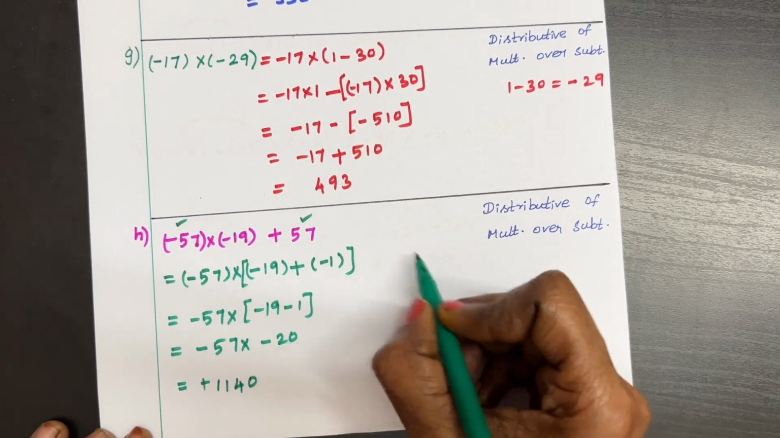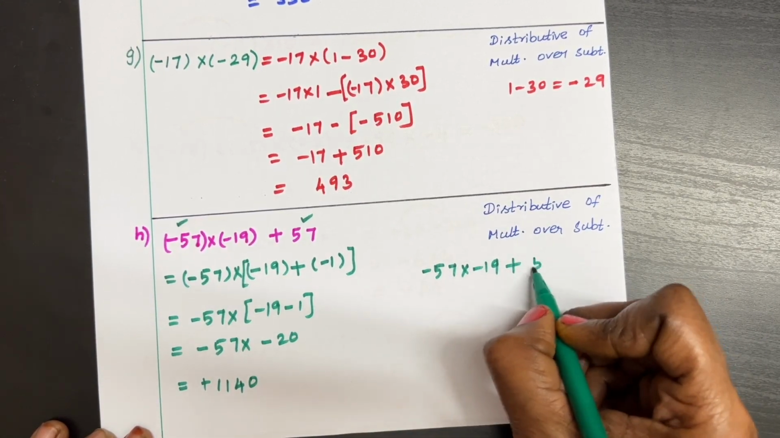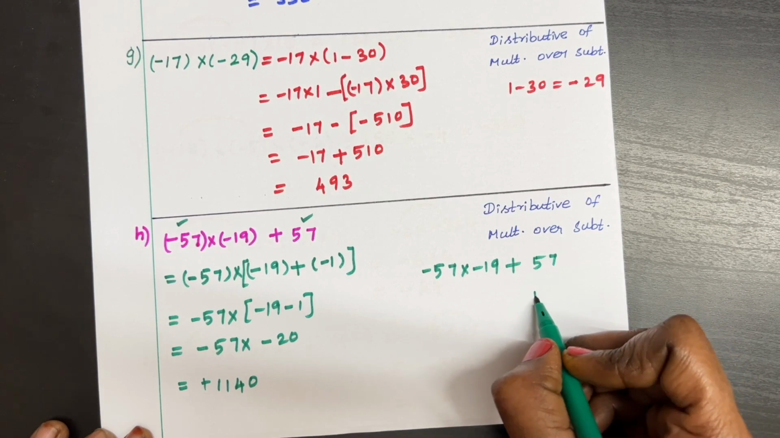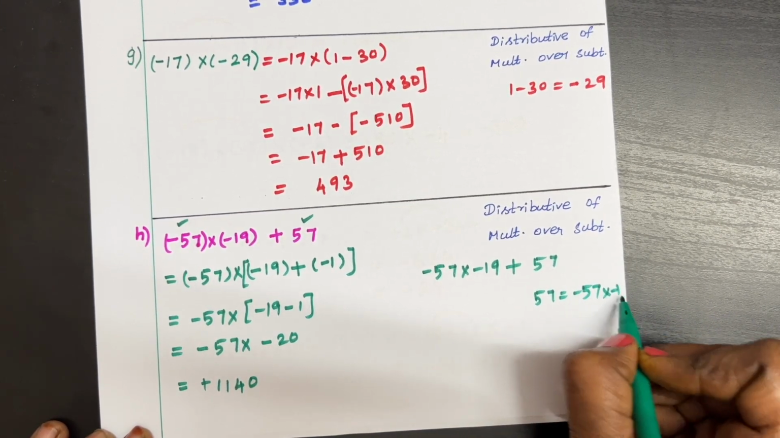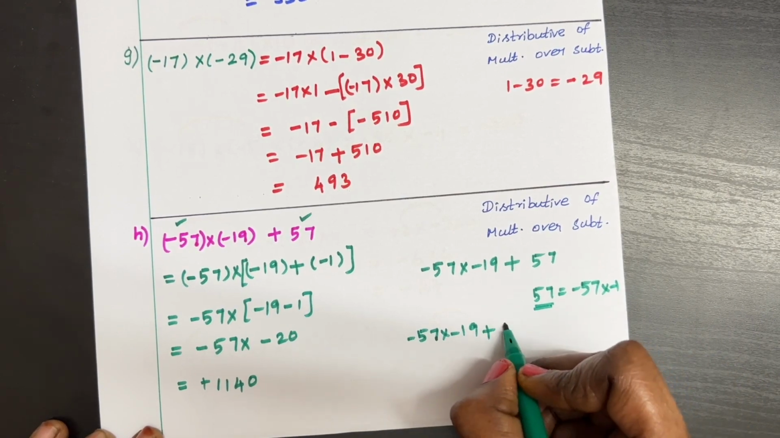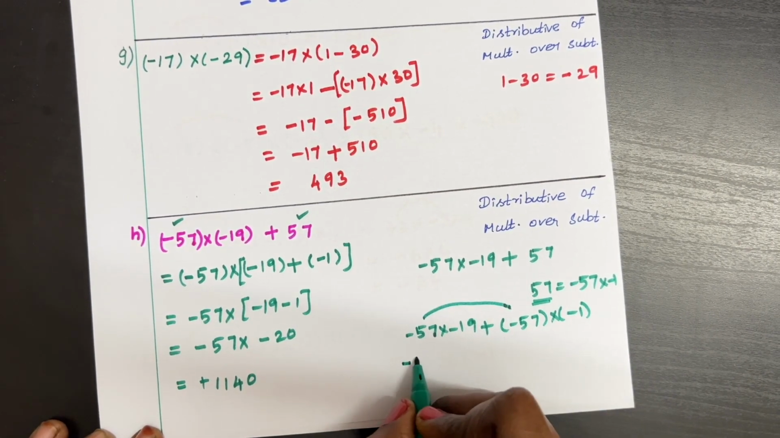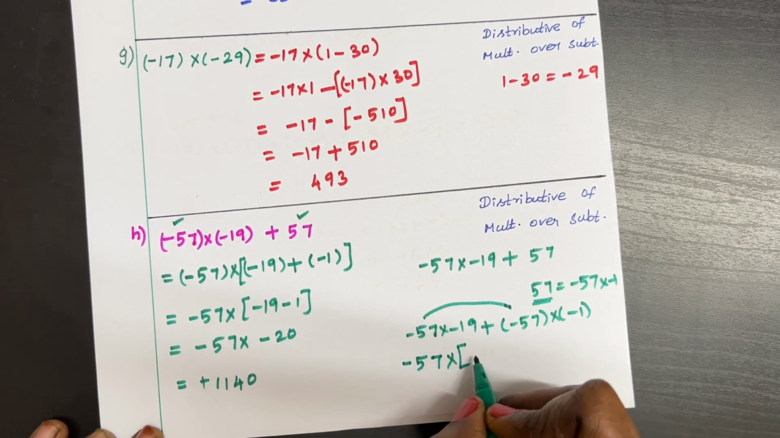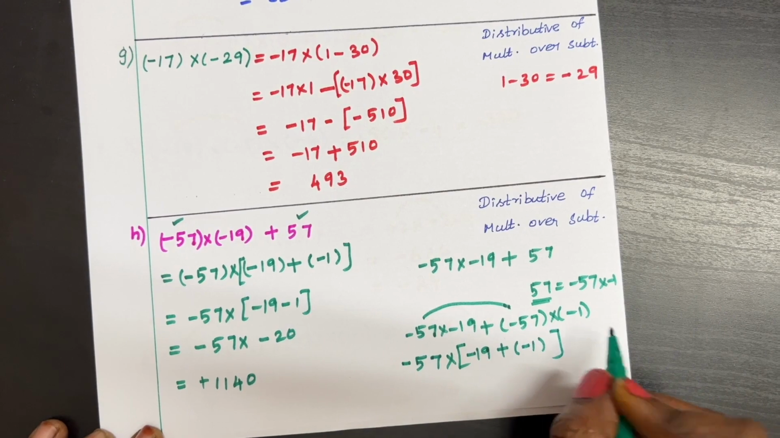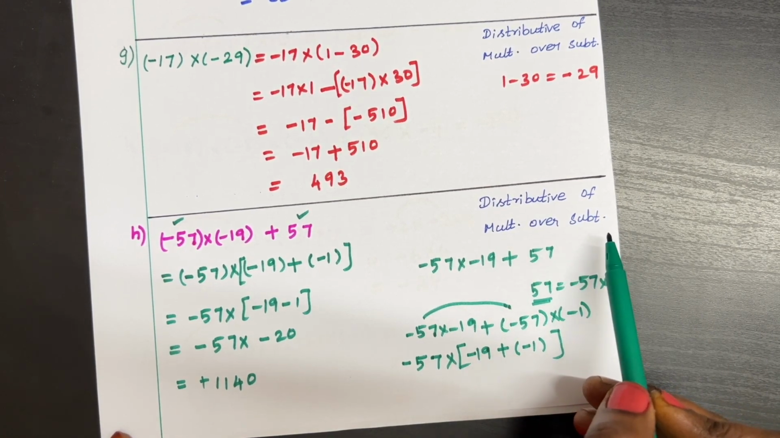That's all. See here, I think I need to tell it a little nicely. This 57 is positive. But we are going to take this as negative, which means we need to see 57 is equal to minus 57 into minus 1. We can have it like this. So minus 57 into minus 19 plus, instead of this 57, I can write minus 57 into minus 1. Now we are taking this minus 57 out commonly, and the remaining things are minus 19 in the first term plus minus 1 in the second term. So using this only we are doing this problem. This is distributivity of multiplication over subtraction. Thank you.